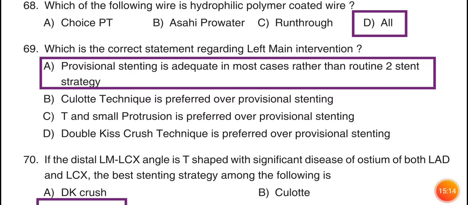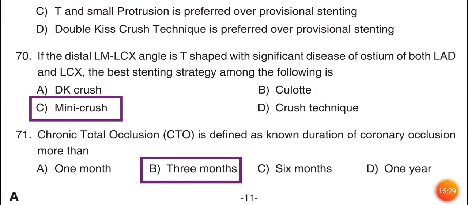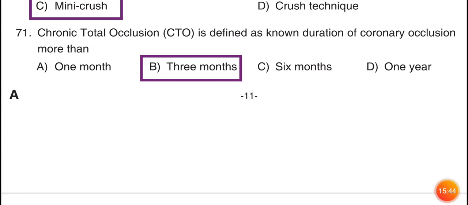69. Which is the correct statement regarding left main intervention? Option A, provisional stenting is adequate in most cases rather than routine 2-stent strategy. 70. If the distal LM LCX angle is T-shaped with significant disease of ostium of both LAD and LCX, the best stenting strategy among the following is option C, mini crush.